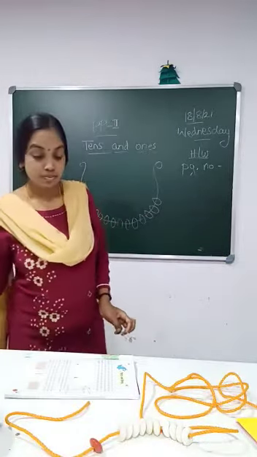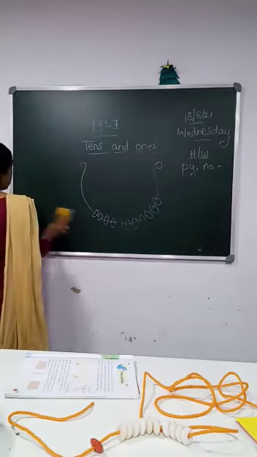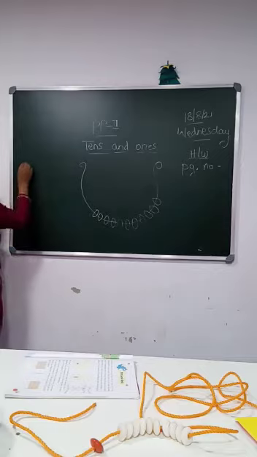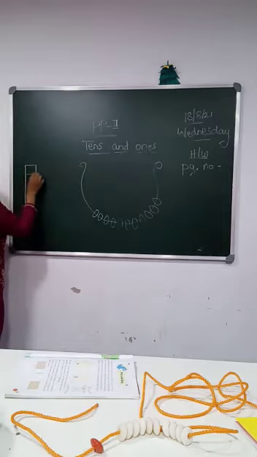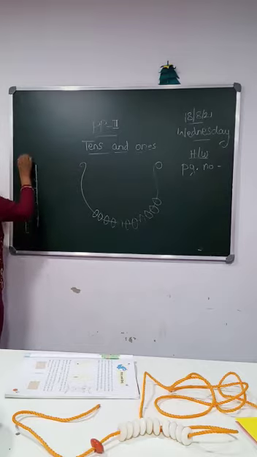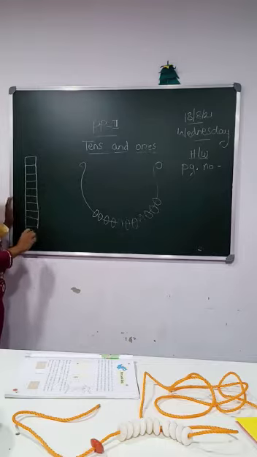And next, number 12. We are going to write number 12. So 10 blocks make one group. So we are going to draw 10 blocks here. 1, 2, 3, 4, 5, 6, 7, 8, 9, 10. So this is 10. 10 blocks make one group.